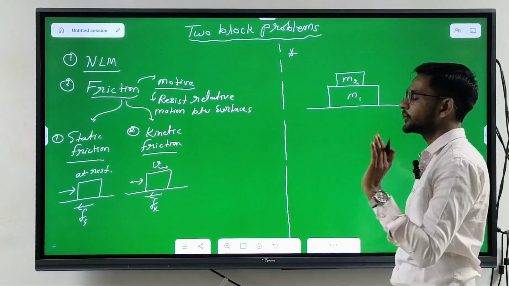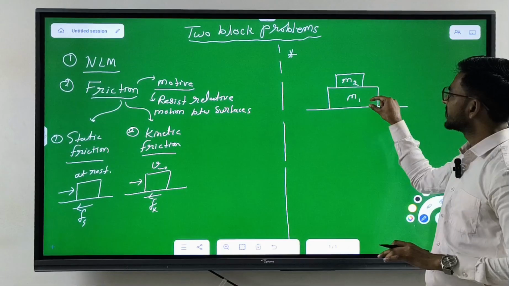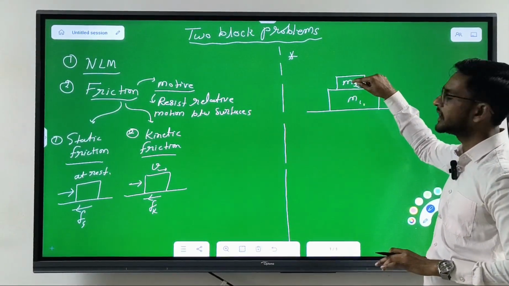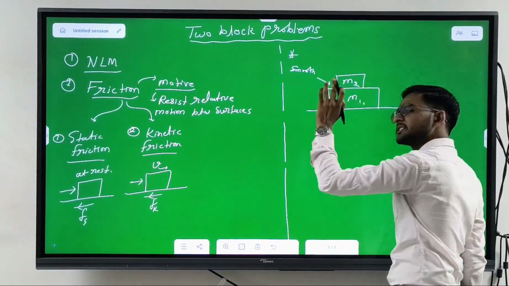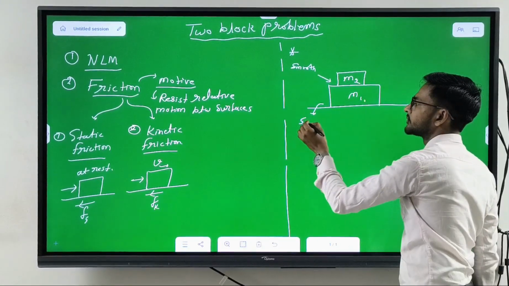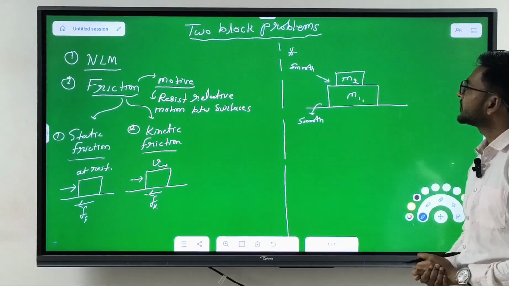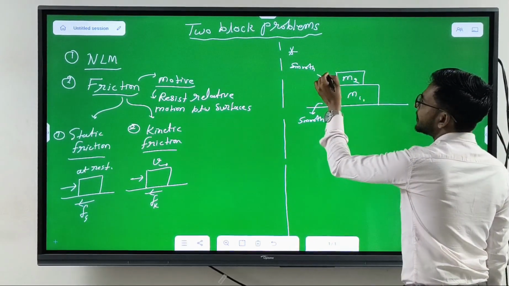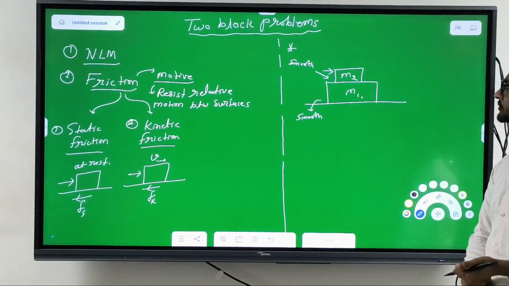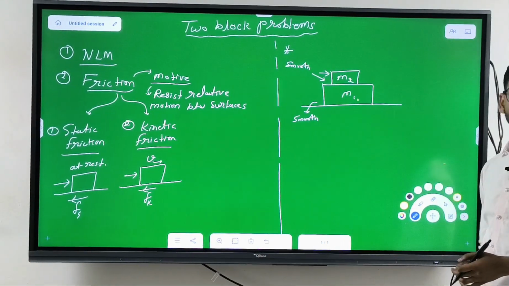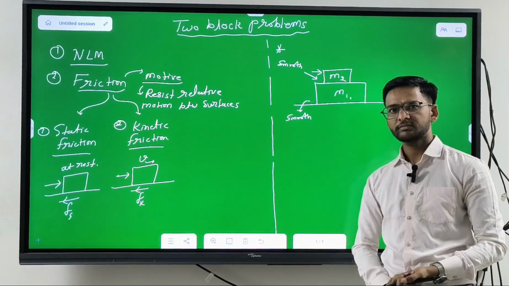If I ask you, suppose there is no friction, neither between the ground and the m1 block nor between the m1 and m2 block. Both these surfaces are smooth, both are frictionless. In this case, if I push the upper block to the right side, which block will move? The block m2 will move definitely. There is no doubt about it. What about m1? Will it move or not?